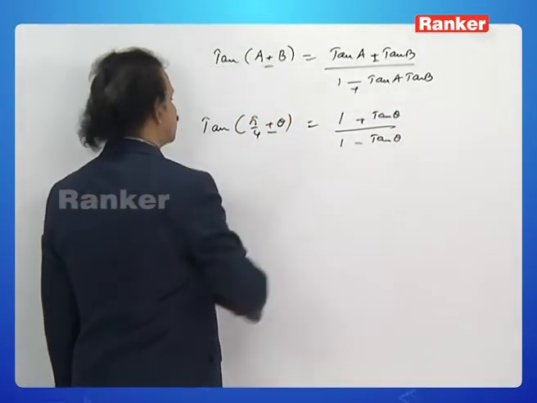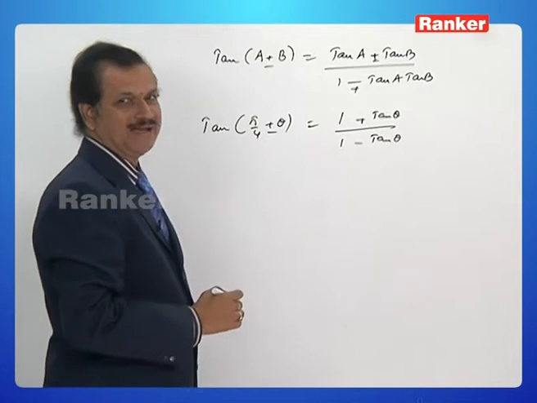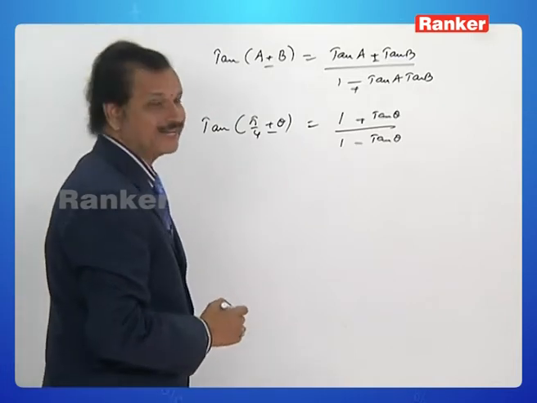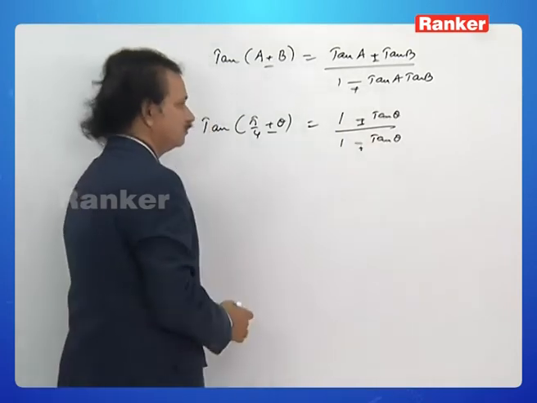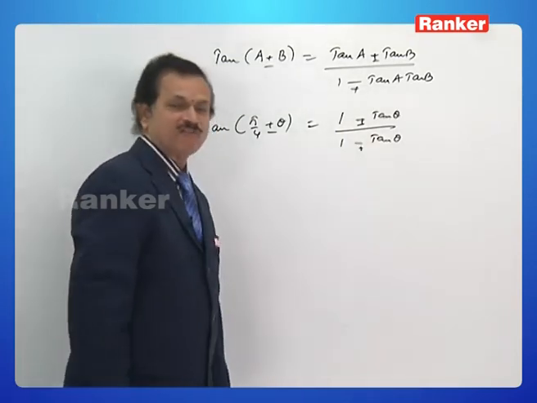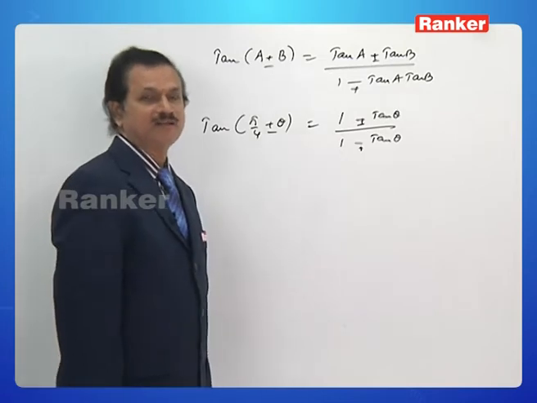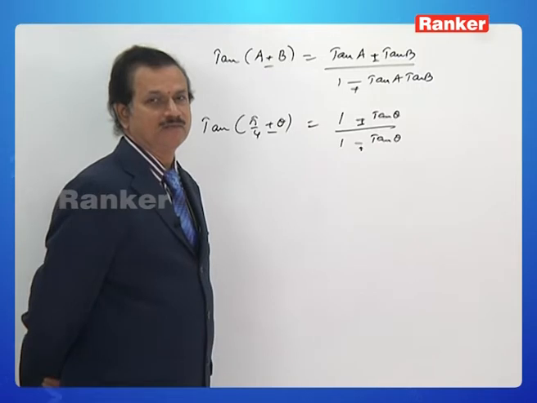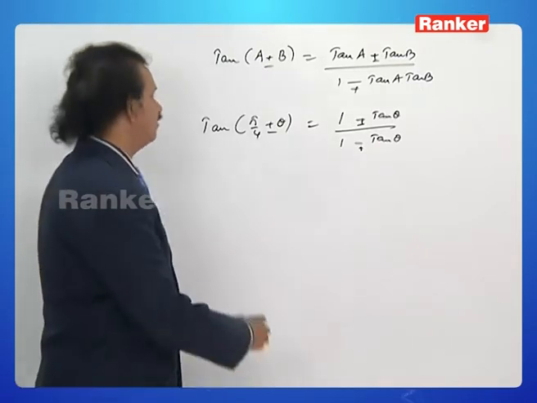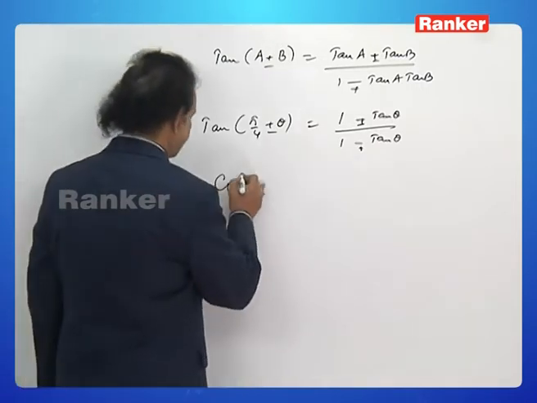Similarly, if I like to have tan of pi by 4 minus theta, then this becomes minus, this becomes plus. What is tan of 45 minus theta? 1 minus tan theta by 1 plus tan theta. What is tan of 45 plus theta? 1 plus tan theta by 1 minus tan theta. That's all. And similarly, what is cot of a plus b?